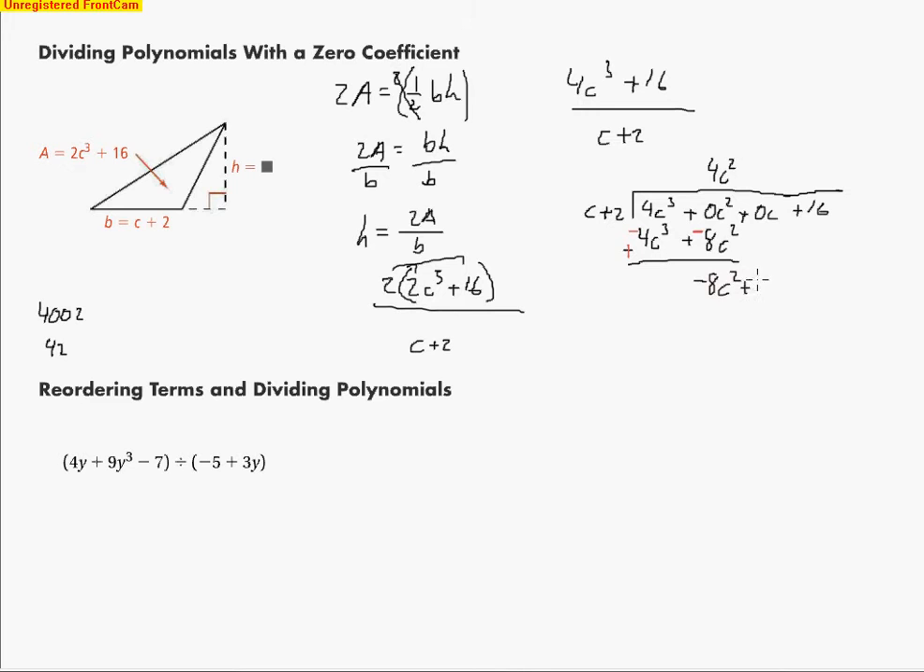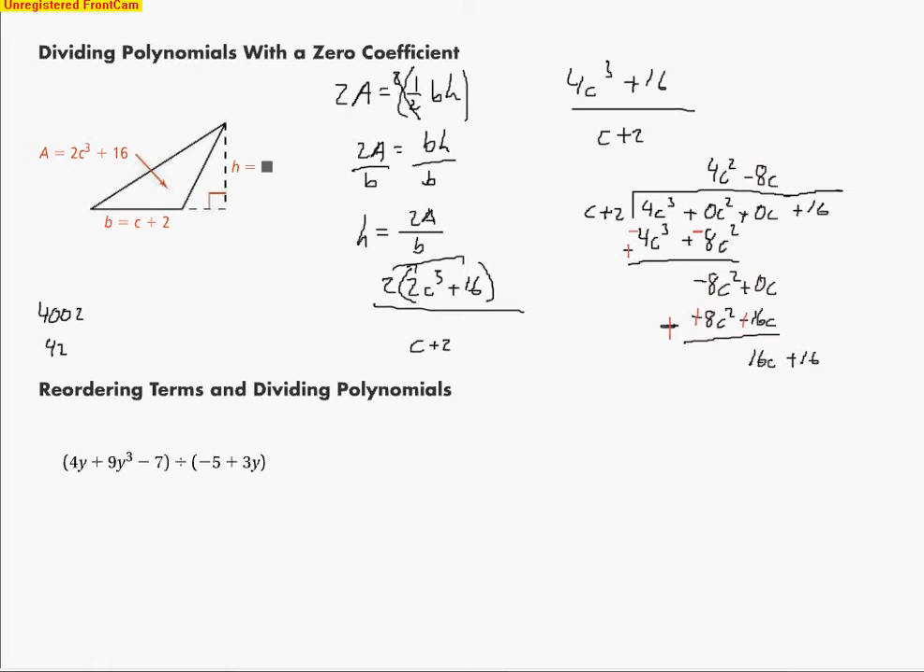So I bring down the 0c, and now I'm trying to cancel out this leading term, this negative 8c squared. So to make that, I've got to multiply c by some number to make negative 8c squared, and that's going to be negative 8c. So I go ahead and multiply, I get negative 8c squared, and then a minus 16c. So I'm going to go ahead and subtract, but when I subtract, again, you've got to add the opposite. So I go ahead and do that work, and here's what I get. The 8c squareds cancel out, and I'm left with 16c. And then I bring down the plus 16.